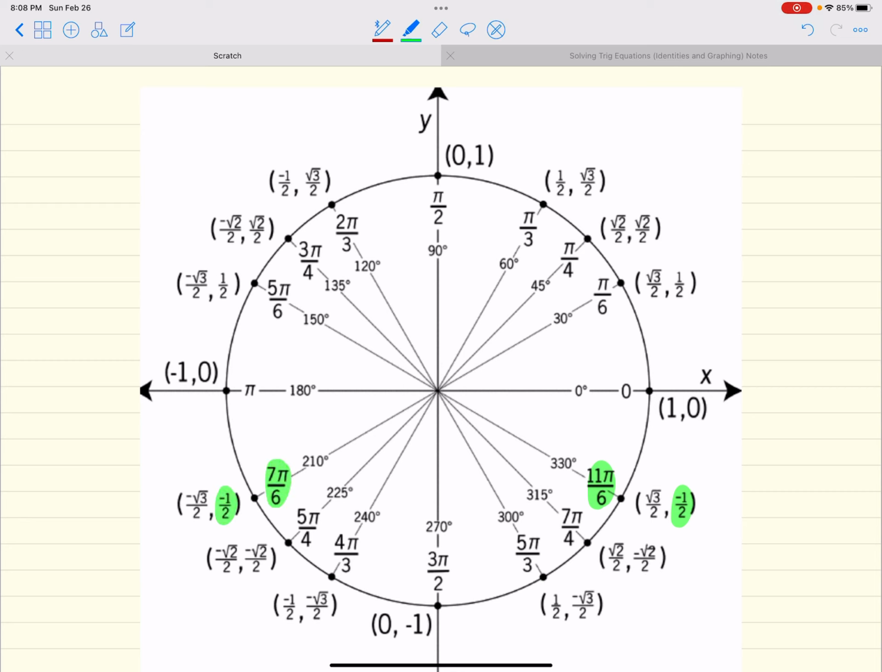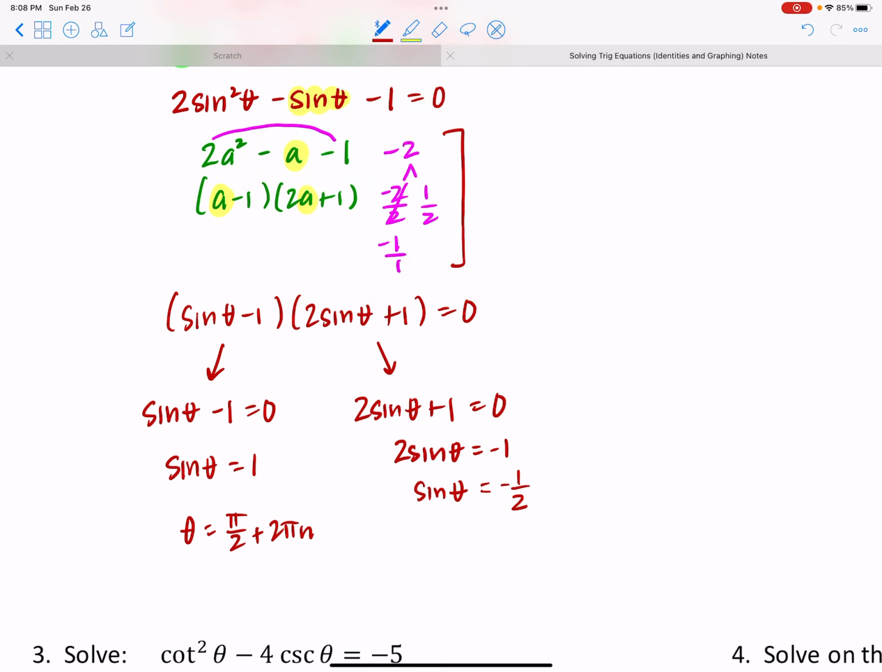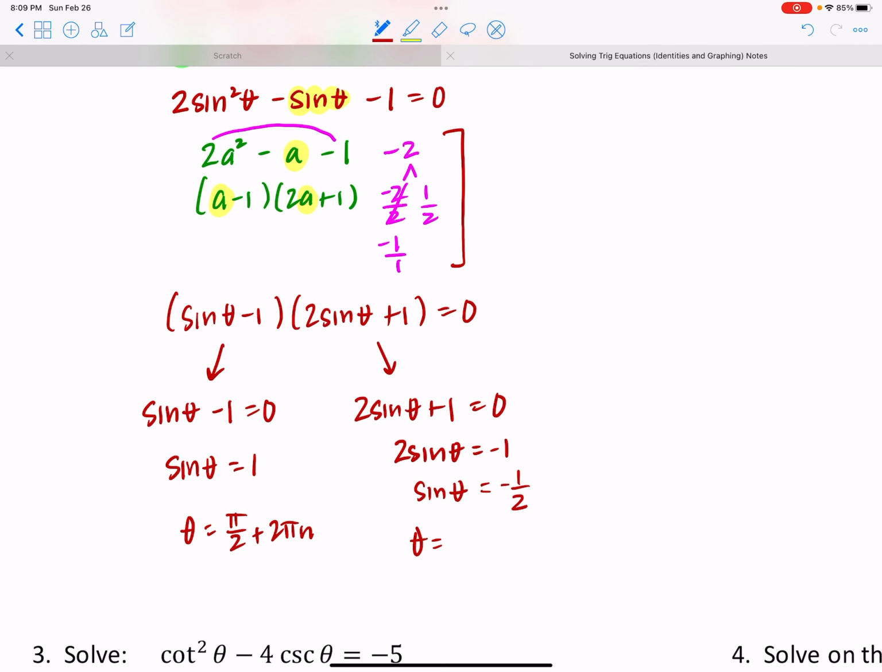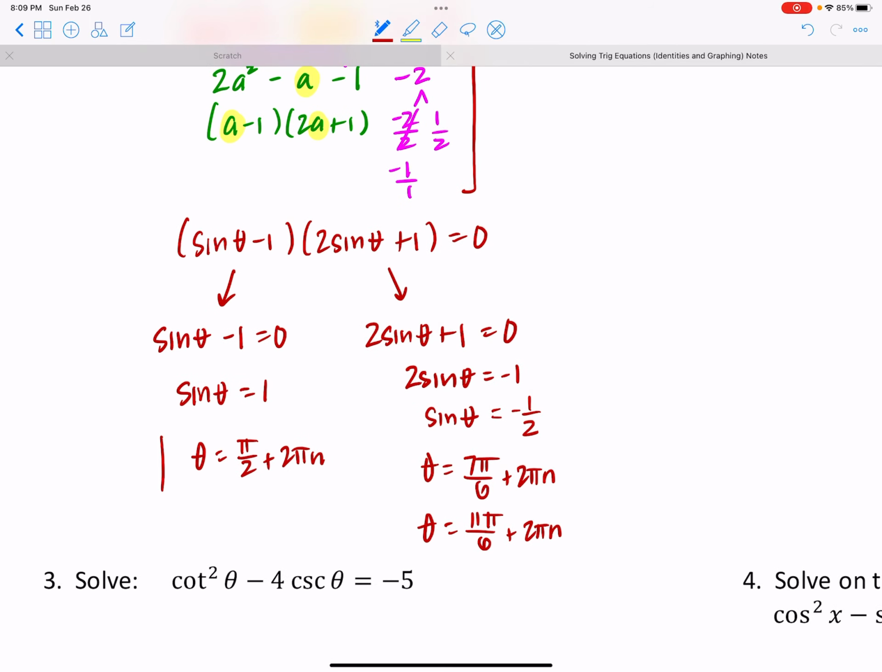So we're going to say it's 7 pi over 6 plus 2 pi n and 11 pi over 6 plus 2 pi n, because every time I lap around the unit circle, I'm going to land at those locations again. So back to this. So theta is going to equal 7 pi over 6 plus 2 pi n and 11 pi over 6 plus 2 pi n. And we did it. So we have these solutions as well as these solutions.